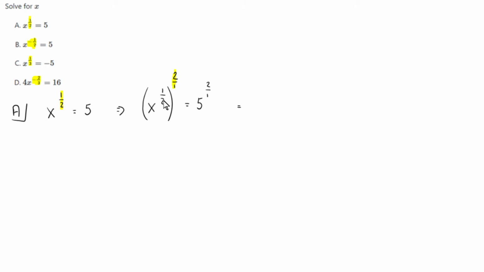This here is the power of a power. We're going to be using the power of a power law, which means that we're going to be multiplying the exponents. So x to the power of a half times 2 over 1. That's the left-hand side. On the right-hand side, I'm simply going to write 2 over 1 as 2. So 5 squared.